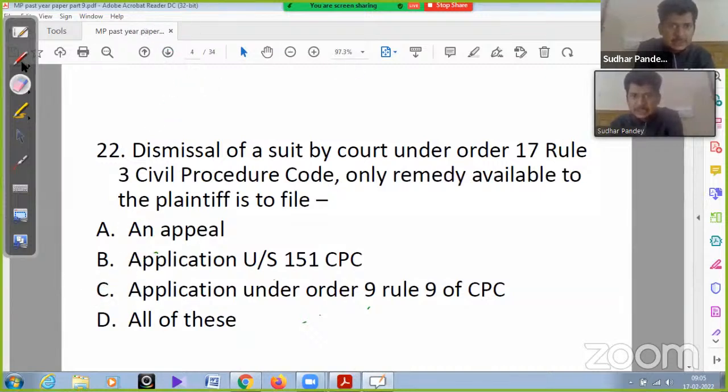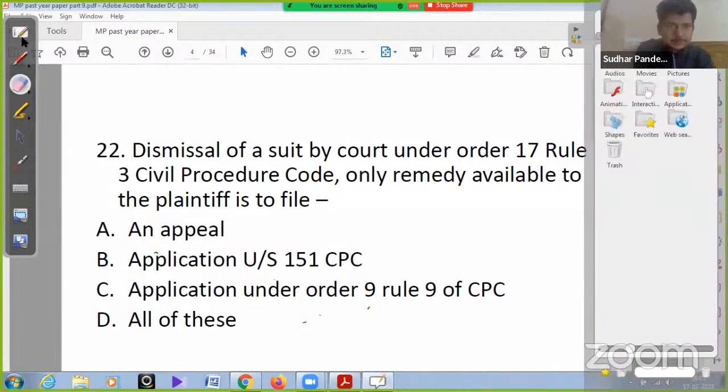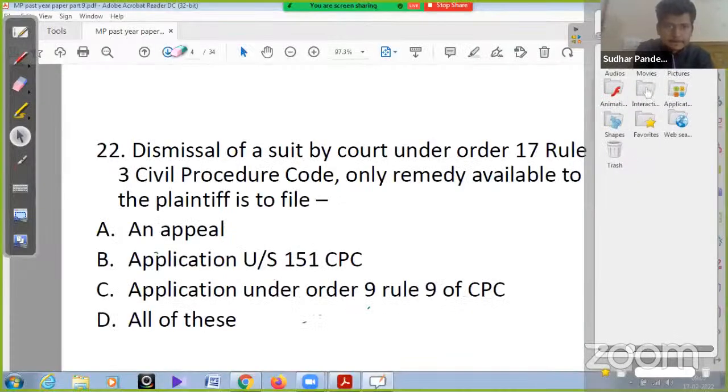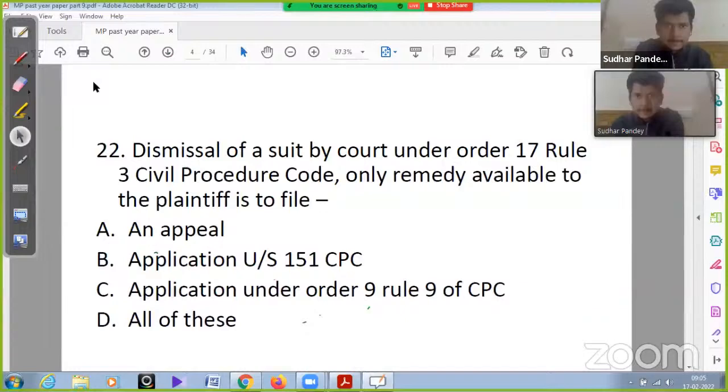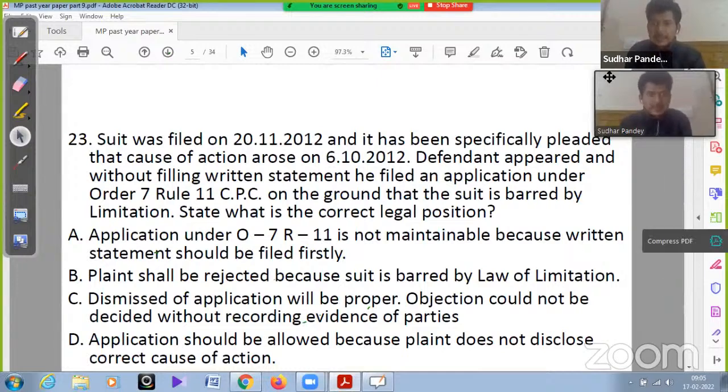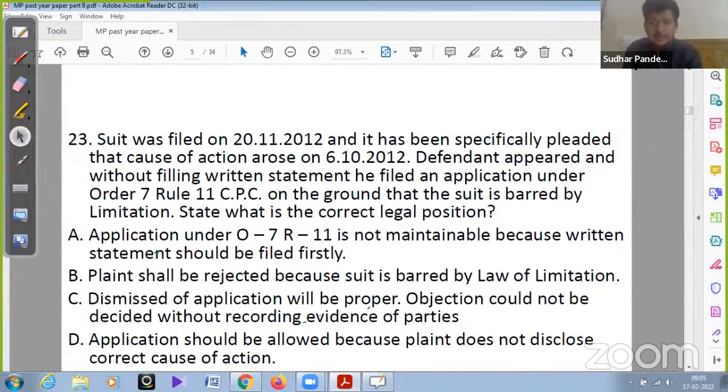That is your question number 23, right? What question number 23 is stating about? Let's see. Let's have a look at this question. Suit filed on 2011-2012, and it has been specifically pleaded that the cause of action arose on 6/10/2012.